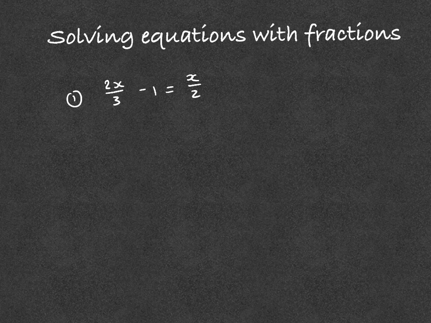2x over 3 minus 1 is equal to x over 2. So first of all, we want to get rid of those nasty rascal denominators. So what is the lowest common denominator? Another way to write this question is 2x over 3 minus 1 over 1 is equal to x over 2. So the lowest common denominator here, again, would be 6. To find that, you ask yourself, what is the smallest number that 3 can divide into, 1 can divide into, and 2 can divide into? Right, and that, of course, in this case, would be 6.